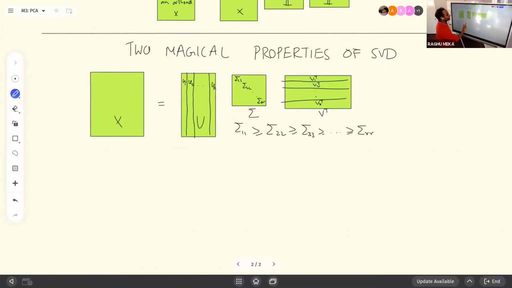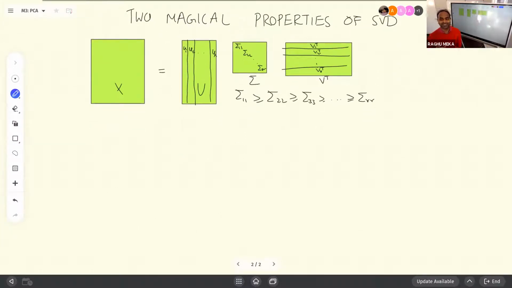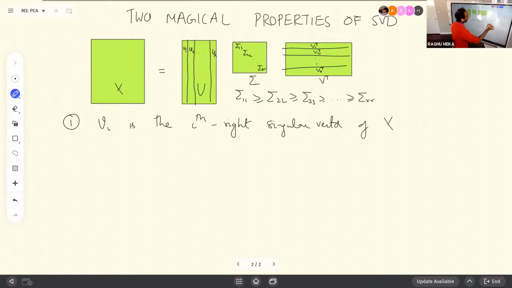Now, the two magical properties are that the singular value decomposition solves both of our problems. It solves the best fit subspace problem and the best low rank approximation problem. So what do I mean by that? If you see here, I call them V1 through VR for a reason, which is that Vi is the ith right singular vector of X.